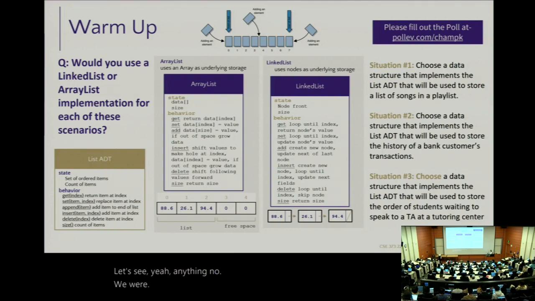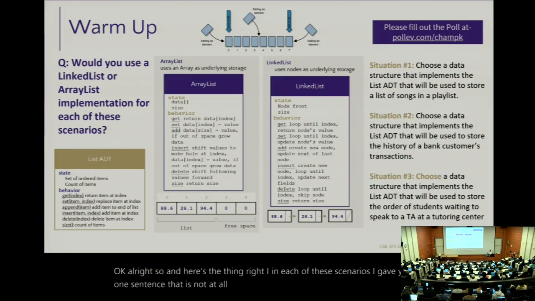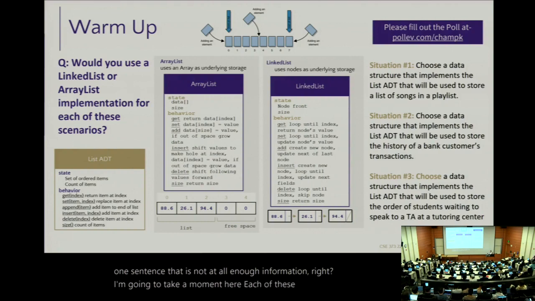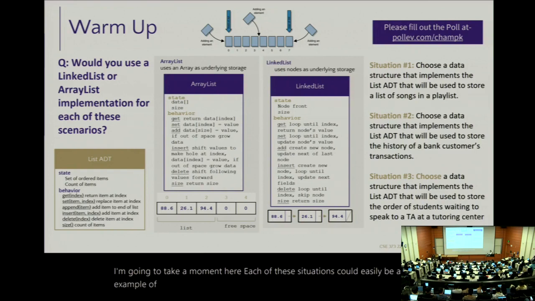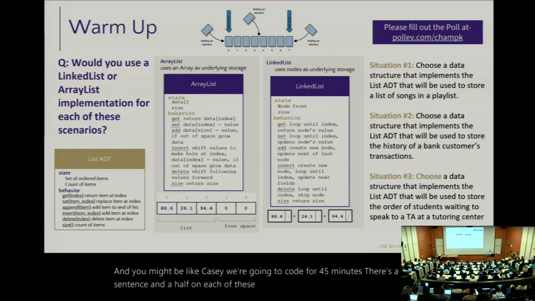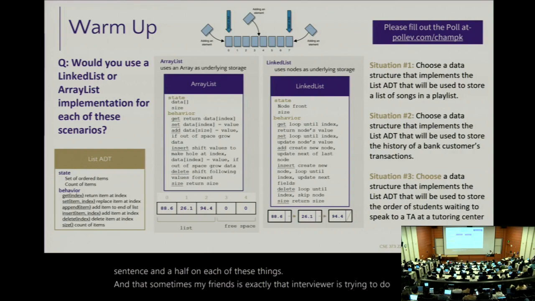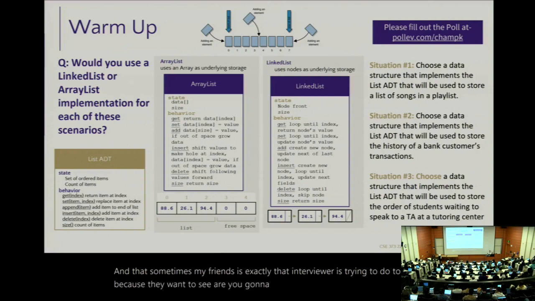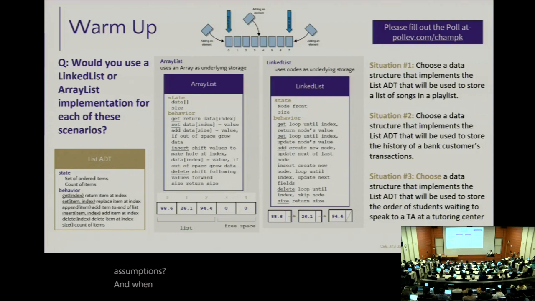And here's the thing, right? In each of these scenarios, I gave you like one sentence. That is not at all enough information, right? Each of these situations could easily be an example of an interview question. And you might be like, Casey, we're going to code for 45 minutes. There's a sentence and a half on each of these things. And that sometimes, my friends, is exactly what that interviewer is trying to do to you, because they want to see, are you going to ask questions or are you going to make assumptions? And when you make assumptions, do they come from your own empathy? Do they come from your awareness of the customer? How do you figure these things out?